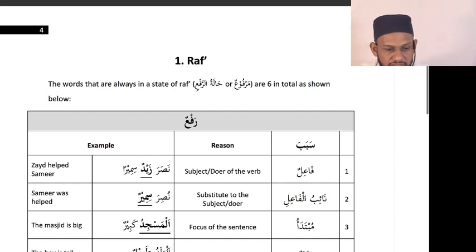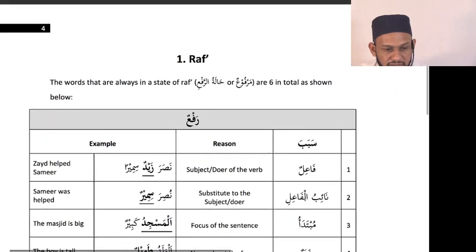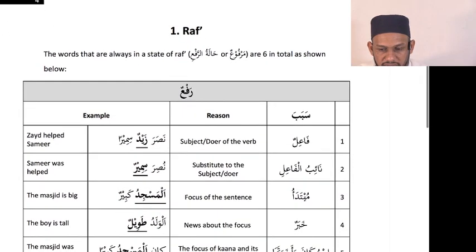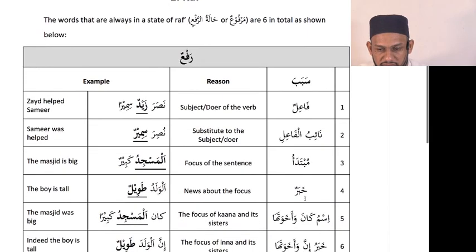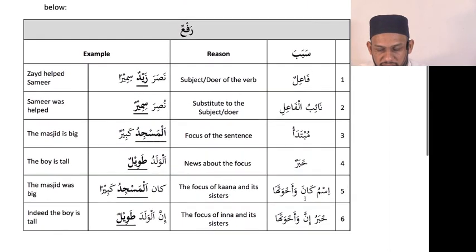There are 6 in total. Are you with me? So, one of the tests you're going to do is, do you know these 6, or are some new to you? Because we're going to go through all of these 6, inshallah. So these 6 things are always in raf'un.